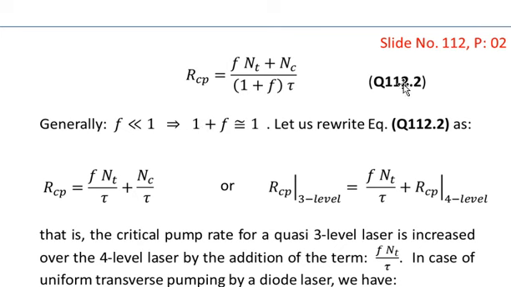Let's rewrite equation number 2 as critical pump rate, that is RCP, equal to F times NT over tau plus NC over tau. So you see that in the denominator we have assumed the value of F over here, and we have divided the denominator into each term of the numerator. So you see that we have this term over here.